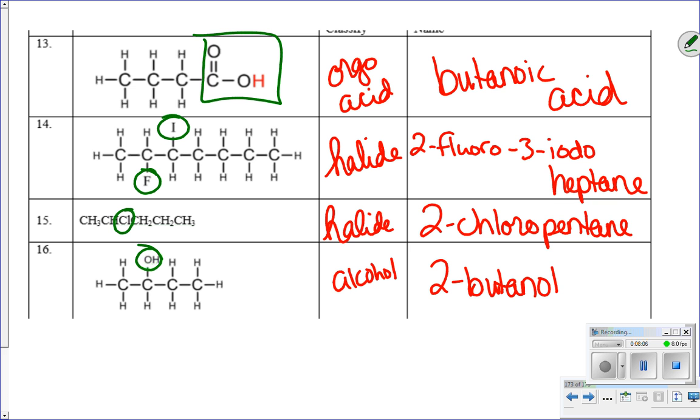When I'm naming my halide, 1, 2, 3, 4, 5, 6, 7. Not a huge deal which order you put these in, but you need the 2 with the fluorine, 3 with the iodine, and then heptane for my 7 carbons. 2-chloropentane. You might want to draw this out to see that the Cl is bonded to that carbon. For my alcohol, I have 1, 2, 3, 4. My ol ending, so instead of butane, butanol, and my OH group is attached to carbon 2.